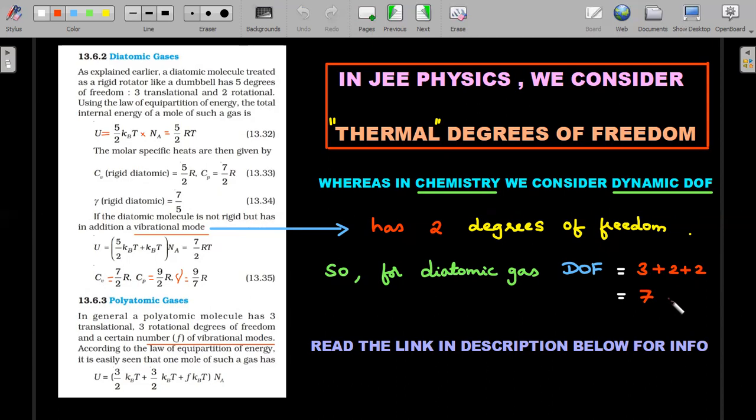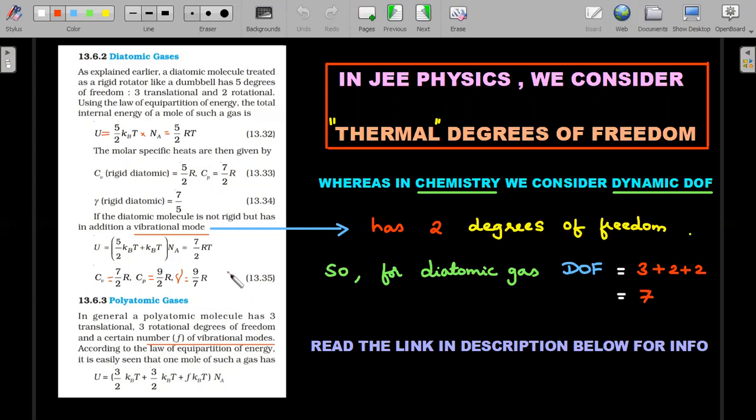Forget about the names. In physics, you'd say the vibration mode will contain 2 degrees of freedom, each vibration mode, so that's why plus 2. Both in physics and chemistry, one thing is common: the total amount of energy should be the same. You can name the degrees of freedom differently, but the amount of energy will be the same.